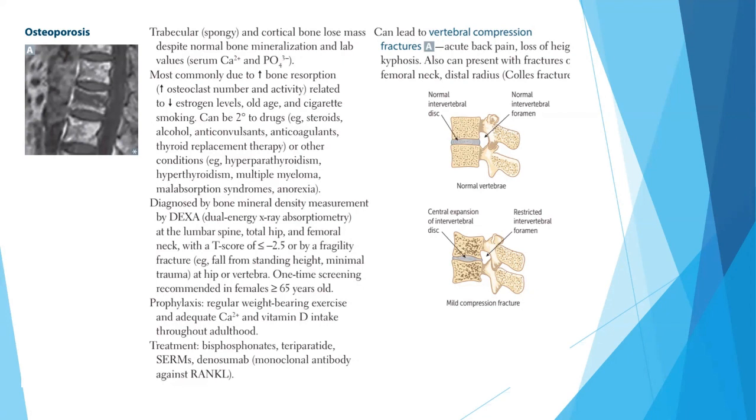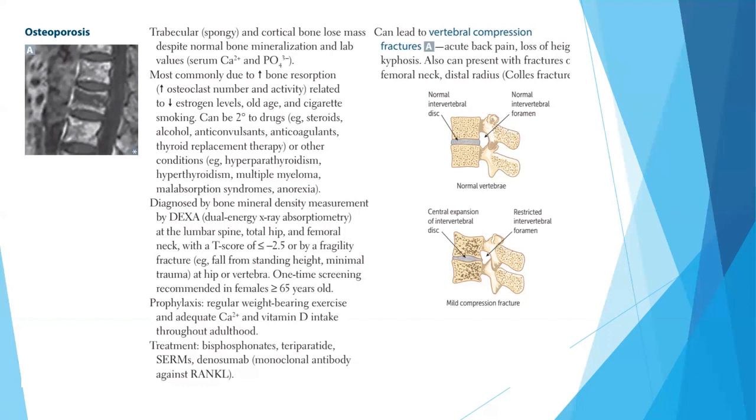One-time screening is recommended in females more than 65 years old. Prophylaxis is regular weight-bearing exercise and adequate calcium and vitamin D intake throughout adulthood. Treatment is bisphosphonates, SERMs, and denosumab, which is a monoclonal antibody against RANKL. It can lead to vertebral compression fractures, causing acute back pain, loss of height, and kyphosis, and one can also present with fractures of the femoral neck and distal radius, called a Colles fracture.